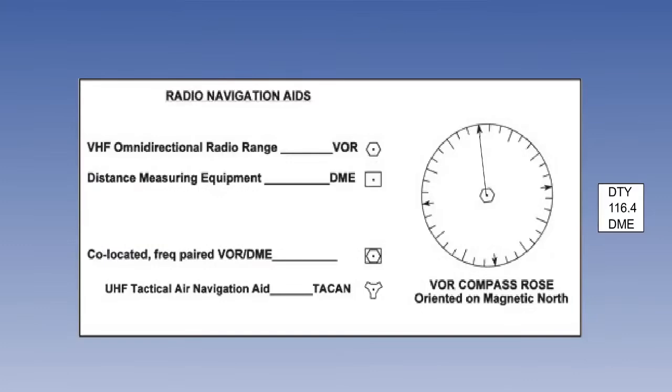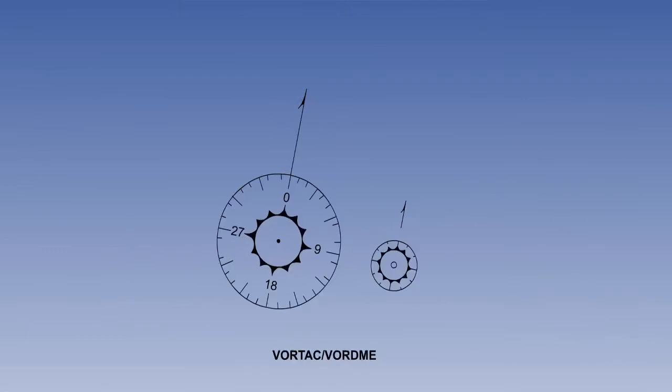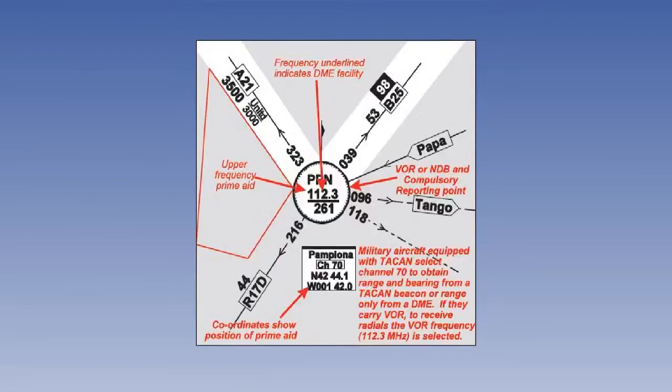It has this symbol. Slightly different symbols are used in this Jeppesen en route chart. In this AIRAD high-level chart, the VOR frequency is underlined to indicate DME.